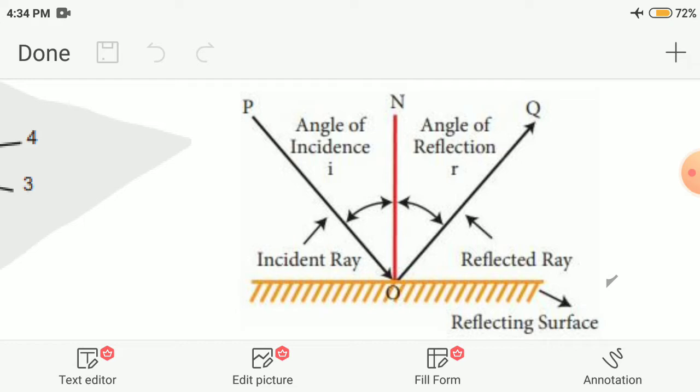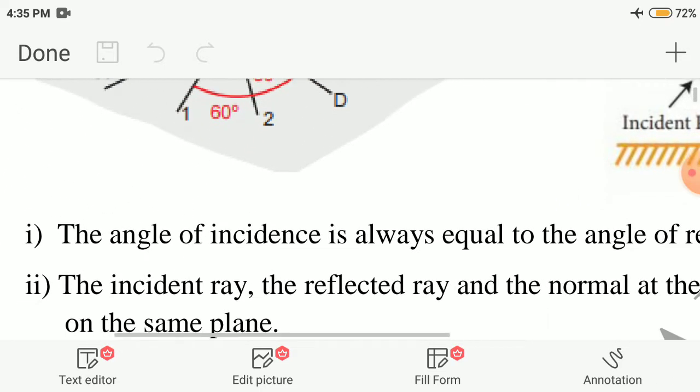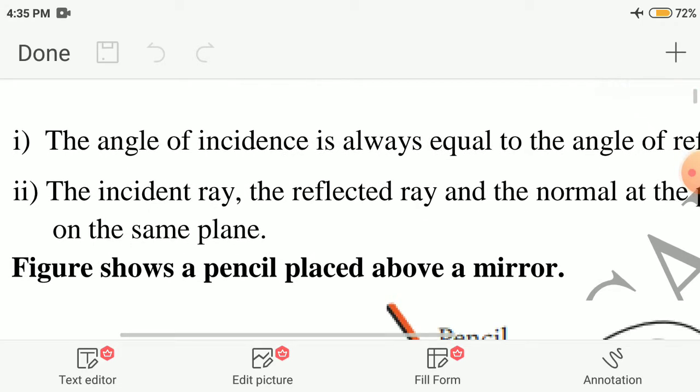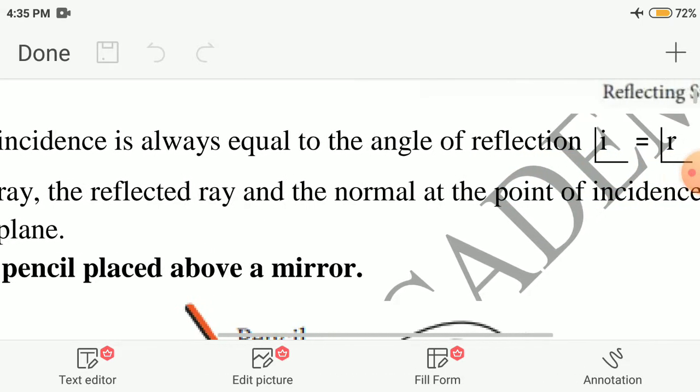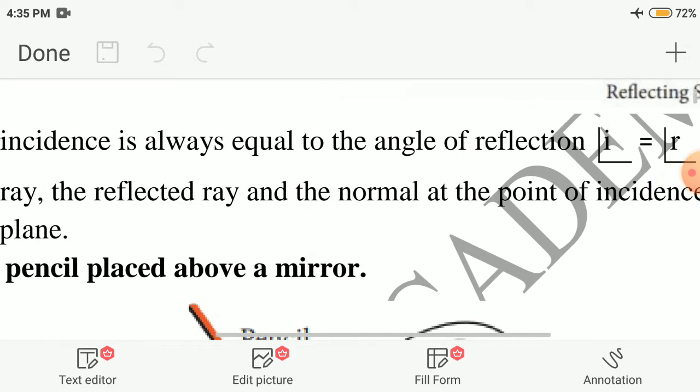Next, OQ is the angle of reflection. The angle of reflection producing ray is the reflected ray. It is denoted by R. The angle of incidence is always equal to the angle of reflection. Okay, so I equals R.